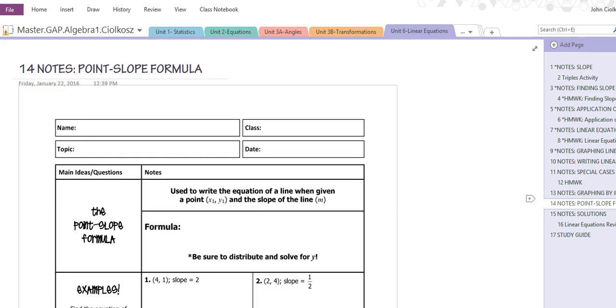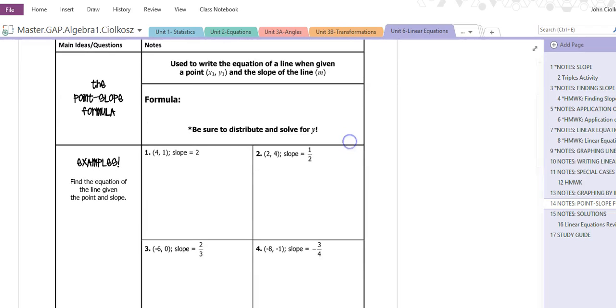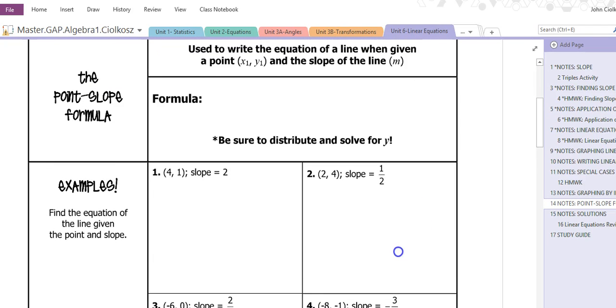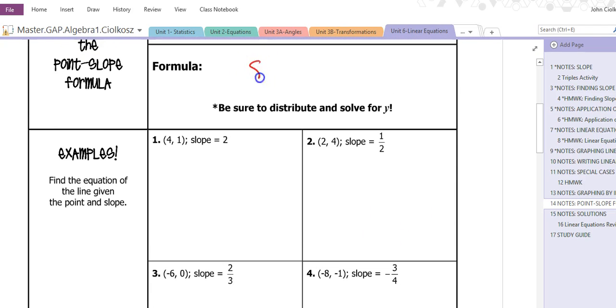And for 14, we're going to make it a little different. Okay, so we're going to ignore these directions. Everything we're going to do is going to be slope-intercept.